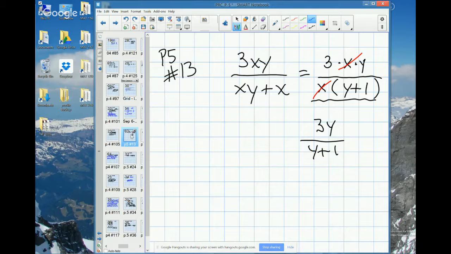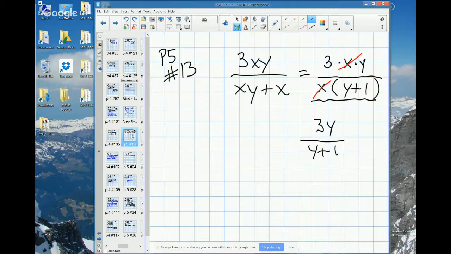So how does one simplify a fraction? The only thing we really know how to do with fractions is to cancel factors. Well, if you're going to cancel factors, you have to have factors. So like in the original problem here, number 13, the top factored as 3 times x times y, but the bottom was not. So that's why we had P4, to remind us of our factoring. So what do we do in the bottom? Take out the common factor x.